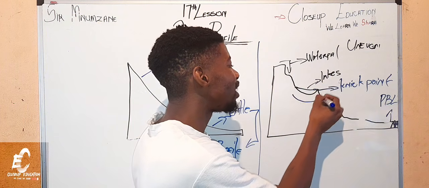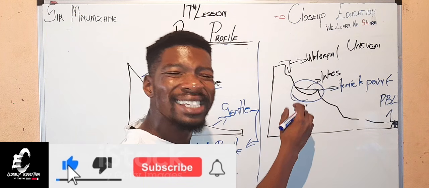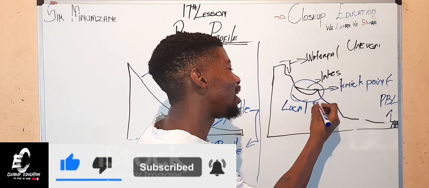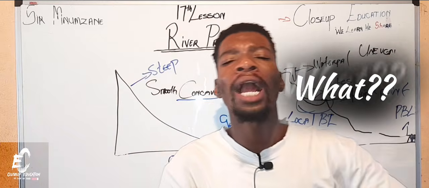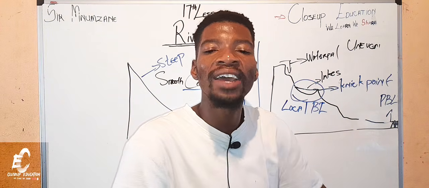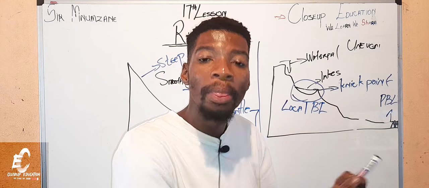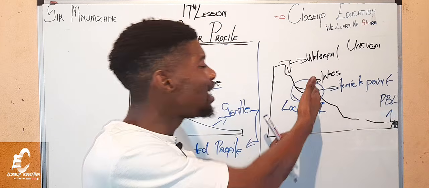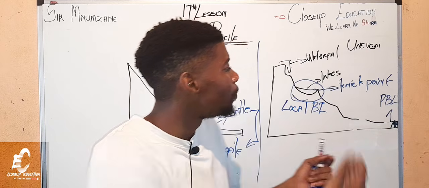This area here is called our temporary or our local base level. This is our local base level. What is a local base level? A local base level simply means it is a structure or a physical feature which delays further erosion. What usually delays further erosion?